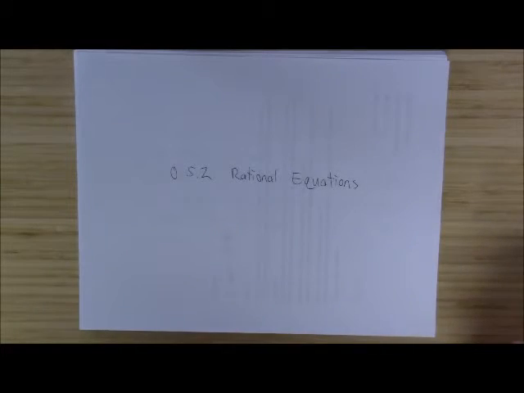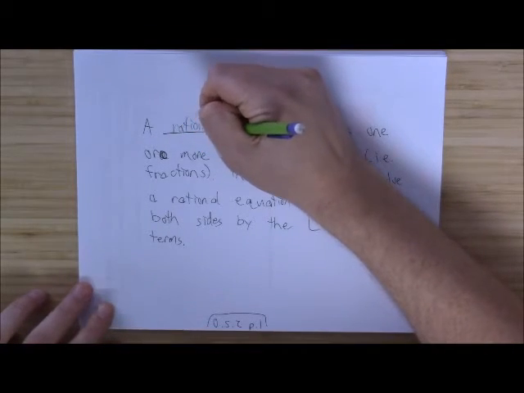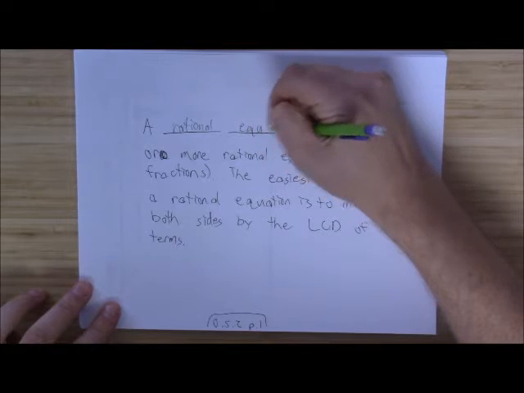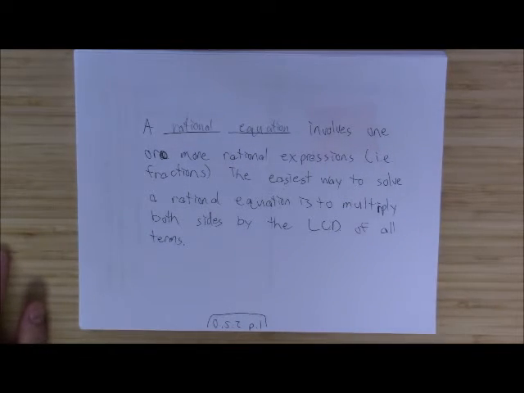Okay, in this video, we'll be talking about how to solve rational equations. Now, a rational equation is any equation which involves one or more rational expressions, i.e. fractions. The easiest way to solve a rational equation is to multiply both sides by the least common denominator of all the terms.